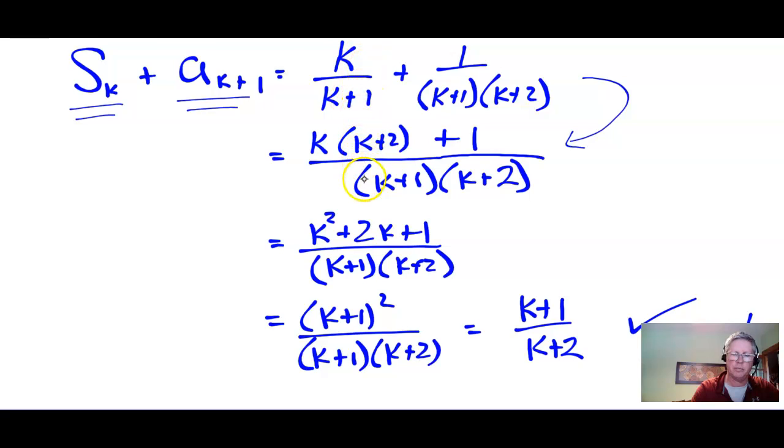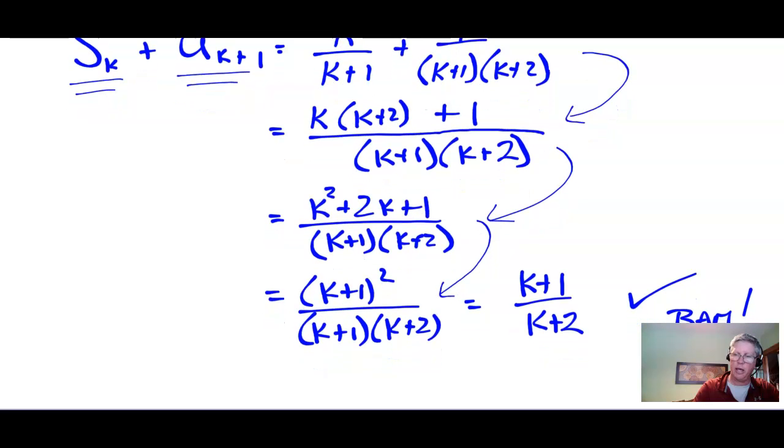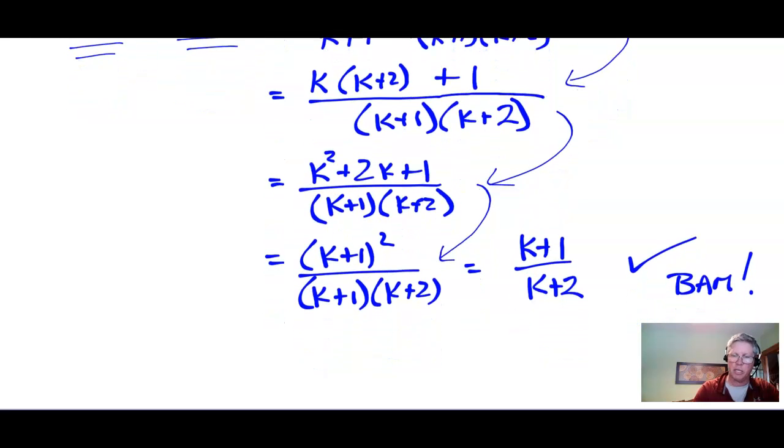Got this. All right. I can multiply the top out. I can factor. And since I have k plus 1 squared over k plus 1, one of those cancels out, and I get k plus 1 over k plus 2. Is that what we're shooting for? Absolutely. So the world goes crazy, and we give it a bam. Pretty cool. Now, are we done?